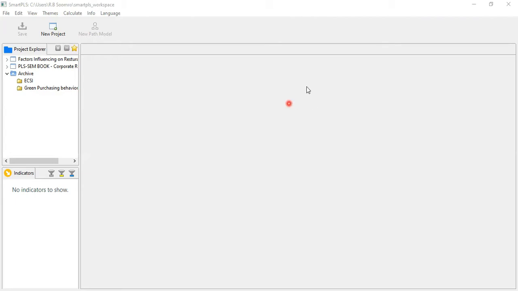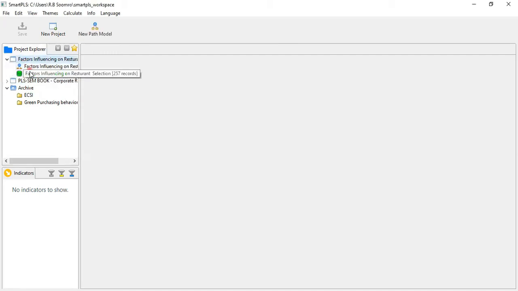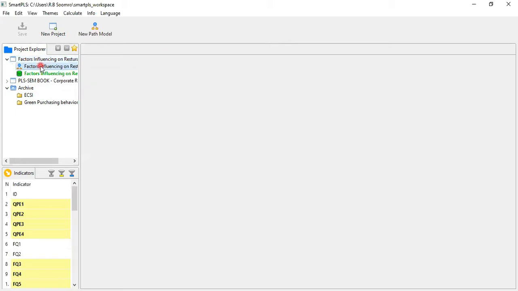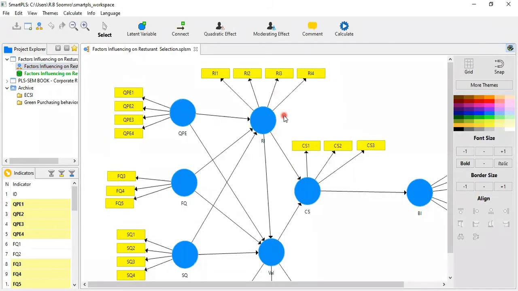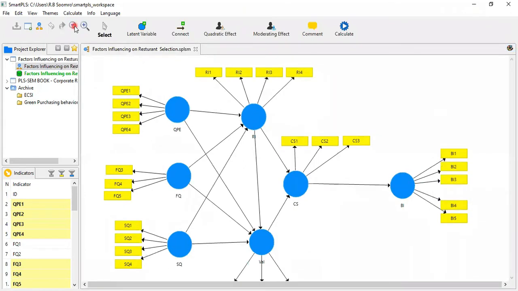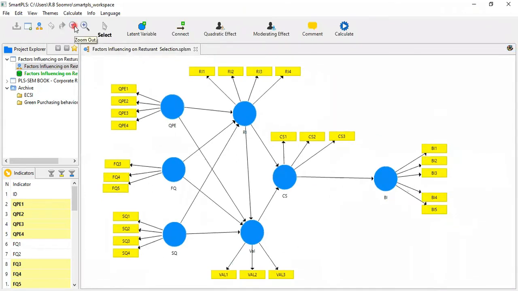So first of all, this is a pretty clean interface of SmartPLS, and some of the models are already available here on which I will work. First of all, what should we do? We have to bring our model. We have to work on the model on factors influencing the restaurant. Double click it, and the model appears here, and then we are going to start some calculations.